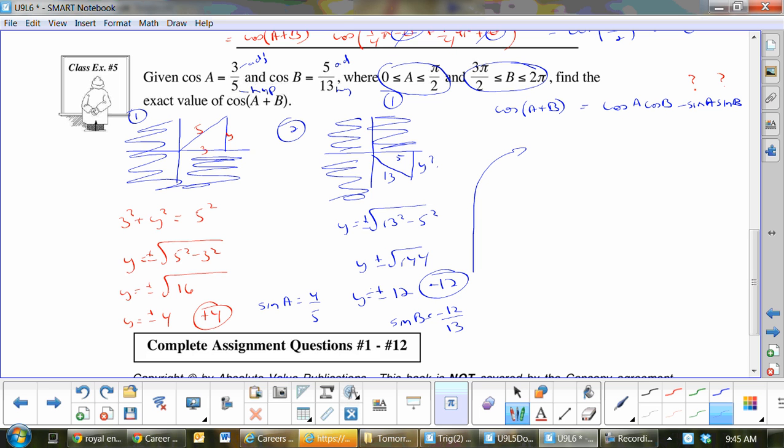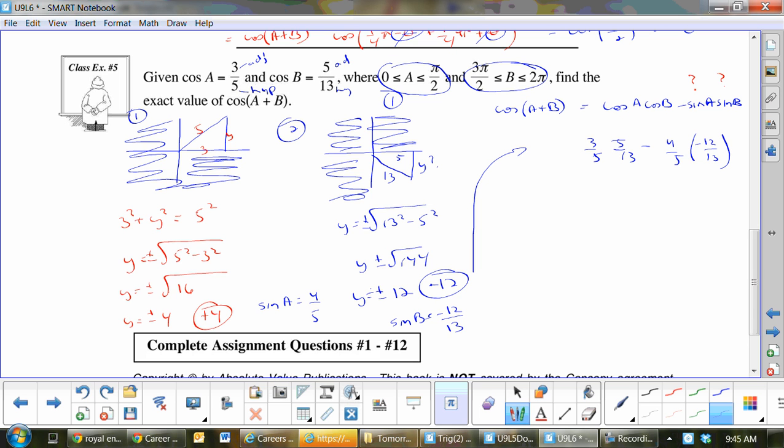So I'm going to find cos of A plus B. What's cos A? It says it's 3/5. What's cos B? It says right up there it's 5/13. This is where I need to do all the work though. Where's sine A? Oh, it's 4/5. What is sine B? I'm going to put it in brackets because it's negative 12/13. And remember, those two are multiplied. If I left the brackets out, it would look like they're subtracting, and I don't want that.